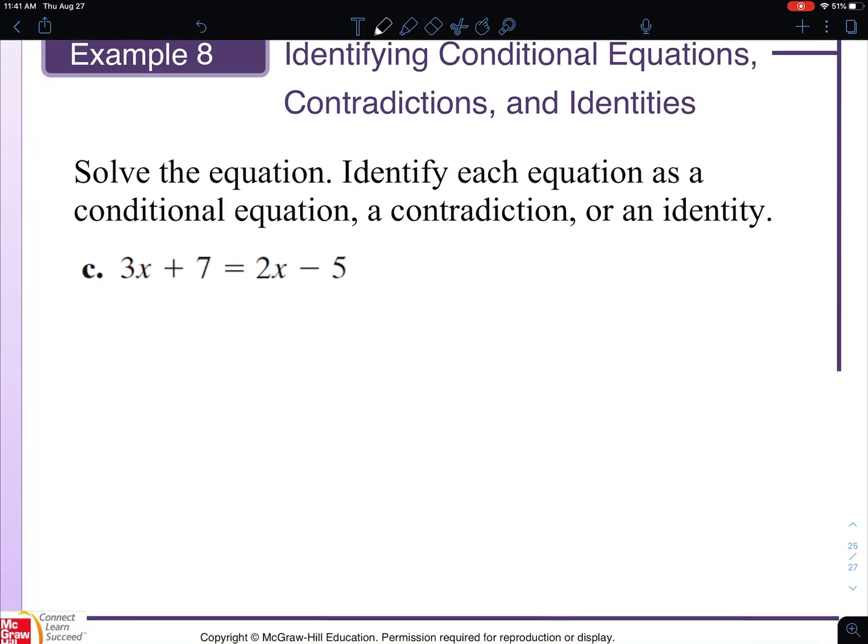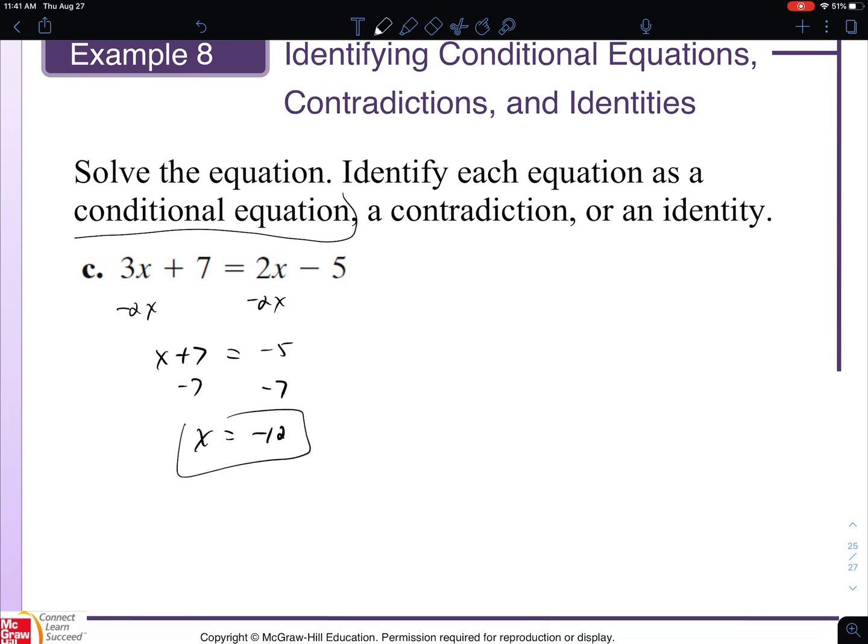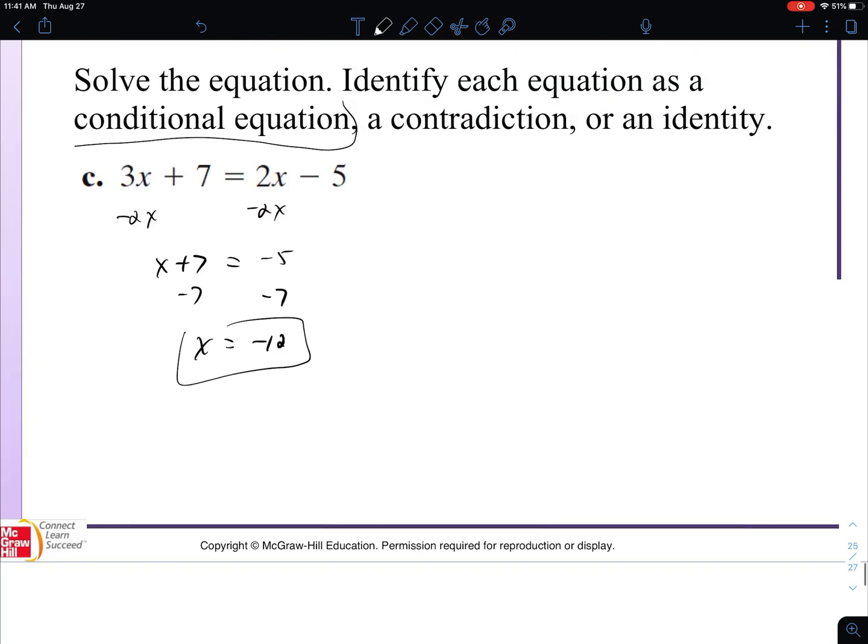So in this case here, I'm going to subtract the 2x from both sides, right? So I get x plus 7 is equal to negative 5. Subtract the 7 from both sides. And so this is a conditional equation. This is, in other words, the left side is equal to the right side as long as x is equal to negative 12 for this example.